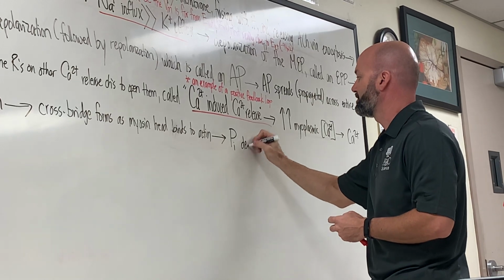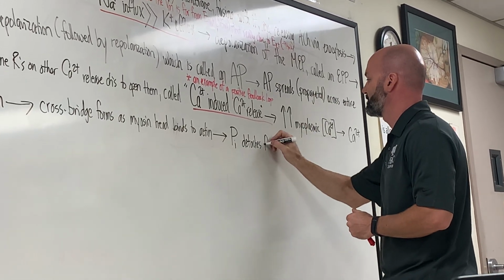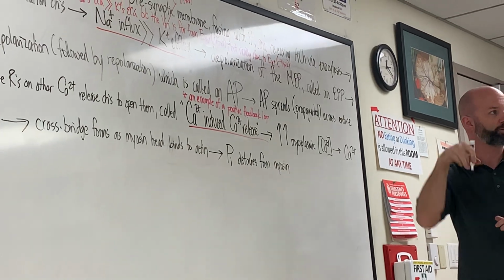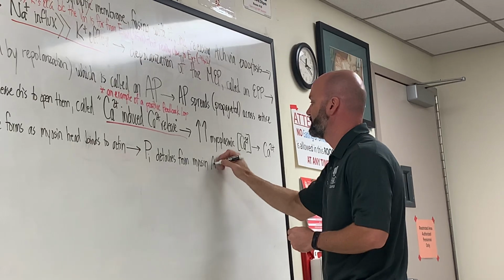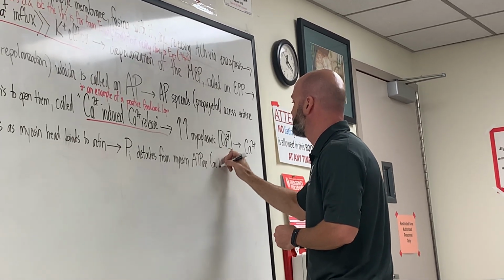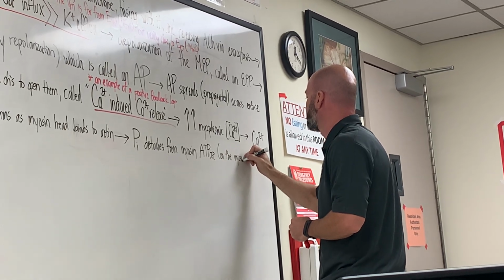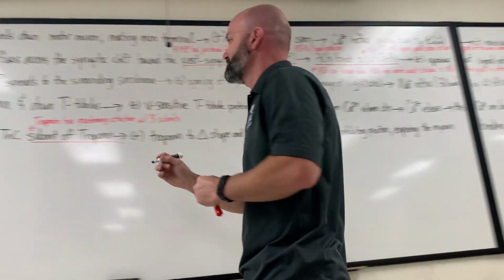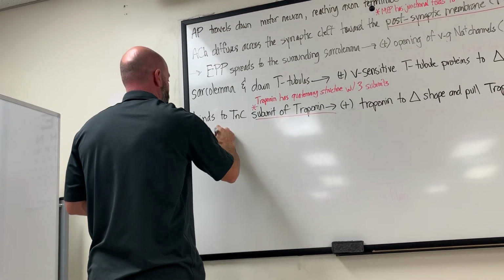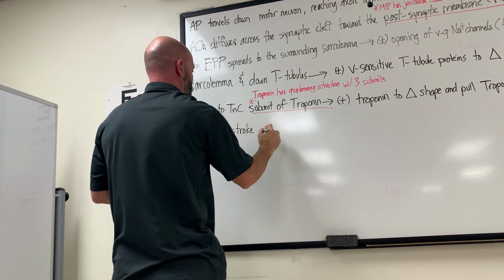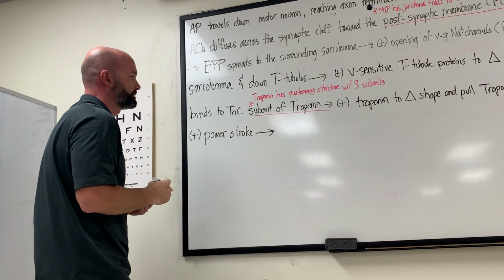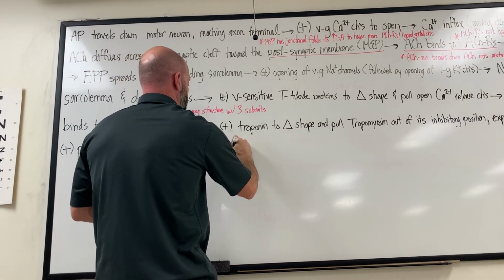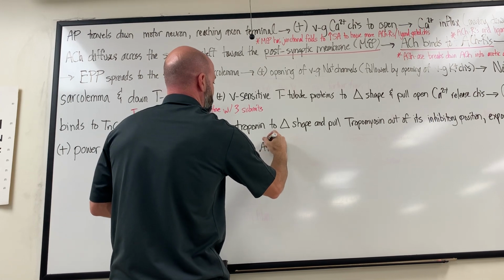Inorganic phosphate detaches, dissociates from what? What part? What specifically on the myosin head? Let's be as specific as possible. It detaches from myosin ATPase, which is on the myosin head. And that triggers the next step: ADP is released from myosin ATPase.